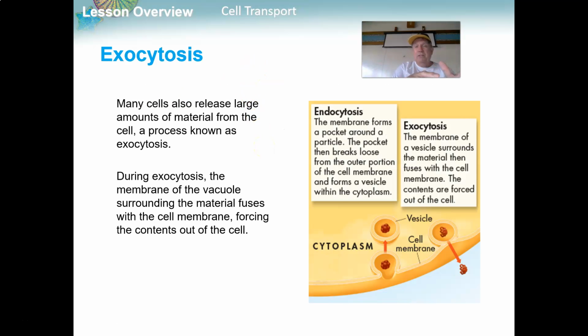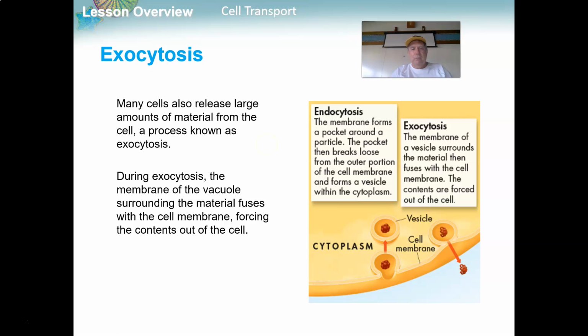Exocytosis, well, we know cyto means cells, exo, like exit, to get out. Many cells also release large amounts of material from the cell known as exocytosis. Again, the box is on the right-hand side, but what we're going to be looking at is on the left-hand side. So the membrane of a vesicle surrounds the material, so we have the vesicle coming to the cell membrane, then it fuses with the cell membrane, and then the contents are forced out of the cell.